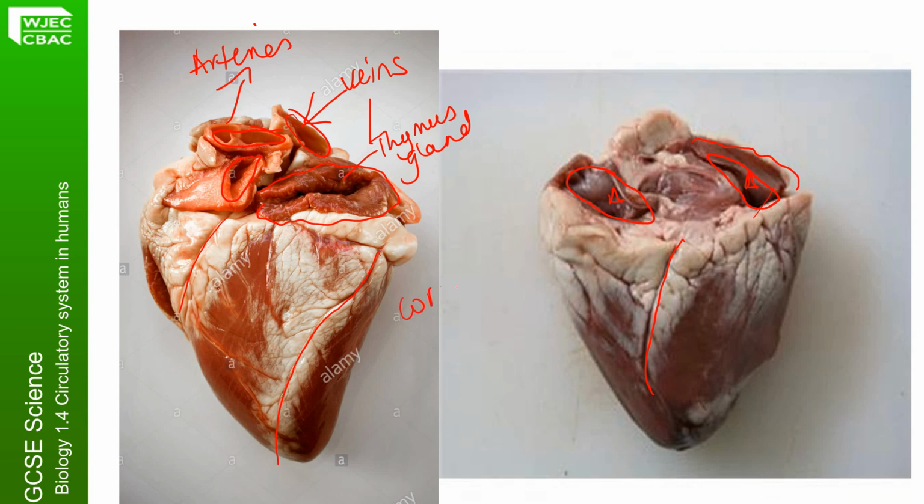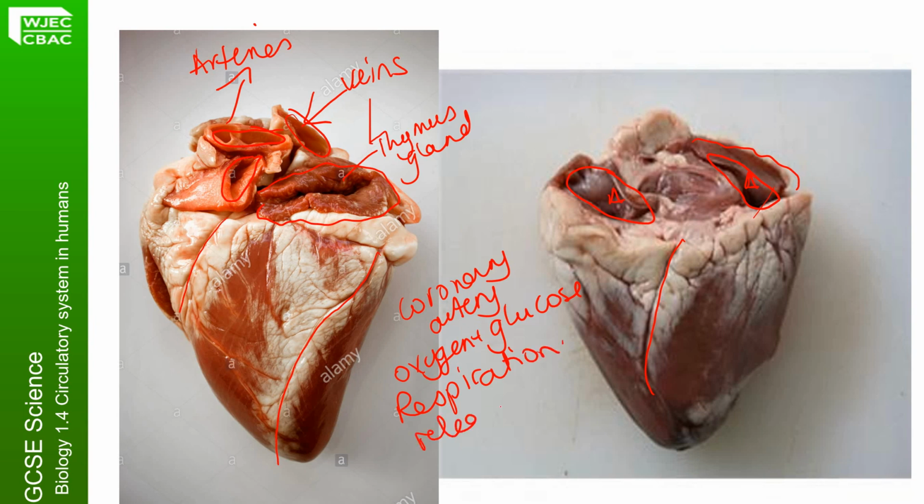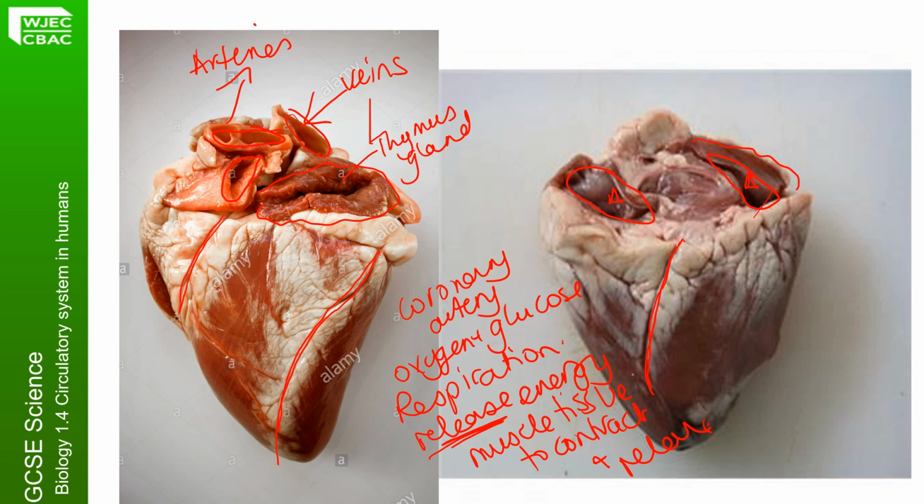So don't forget that coronary artery, its job is to deliver blood that is rich in oxygen and glucose, so that the heart muscle can carry out respiration and release energy. Remember, do not say make energy. You cannot make energy. Release energy by respiration to allow the muscle tissue and the muscle cells, okay, to contract and relax. So that's why the significance of this coronary artery is so important, okay, to keep your heart working.